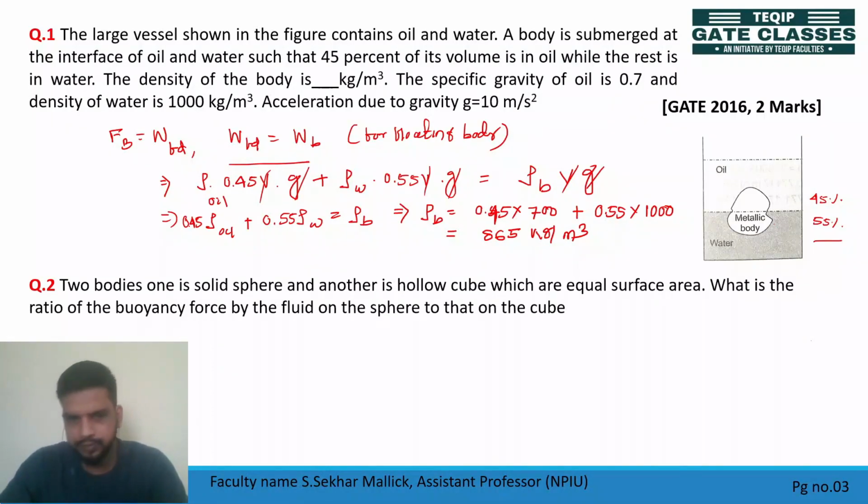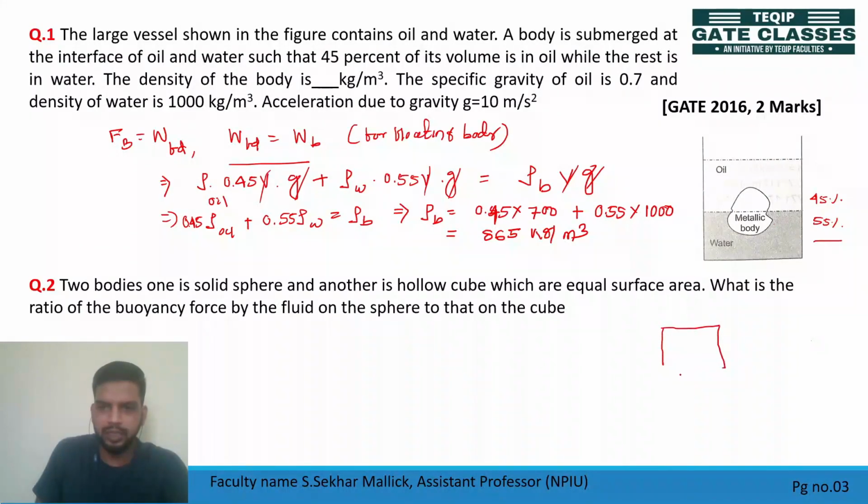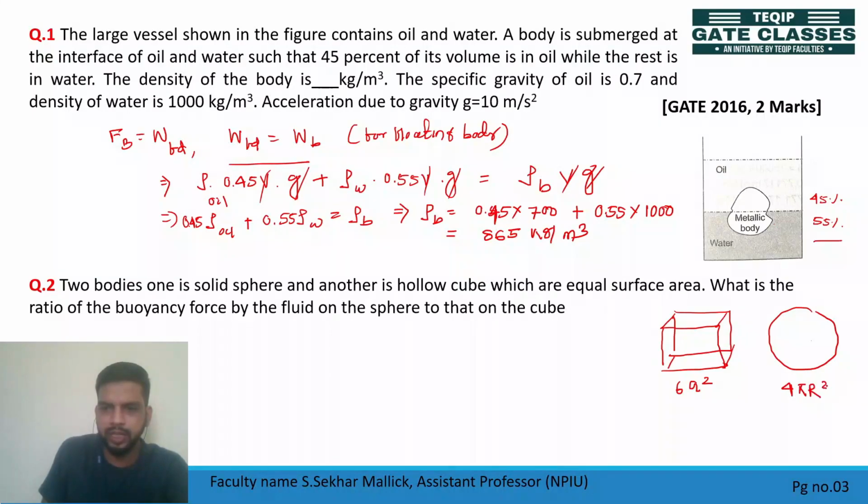Yes. So you have two bodies here. One is a cube and the other one is a sphere. What is given? They have equal surface area. Surface area of cube is how much? 6a square. And surface area of a sphere is how much? 4 pi r square. Suppose r is the radius and here a is the side of the cube.